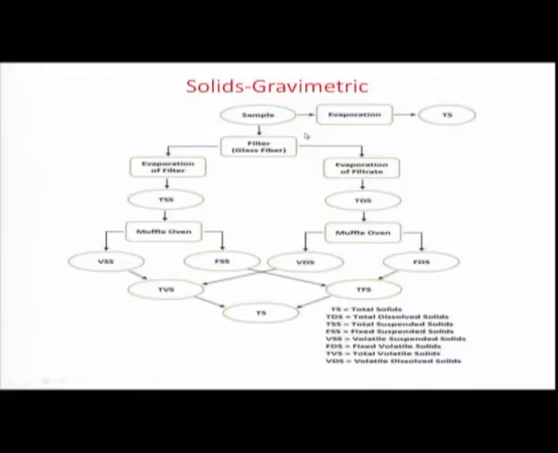Solid determination is a different thing. The conventional gravimetric method is followed. The sample is collected and you evaporate the water and find out the weight gain ultimately with the help of a crucible, which is normally known as total solid. It includes suspended solid, total dissolved solid, volatile solid and non-volatile solids, etc.